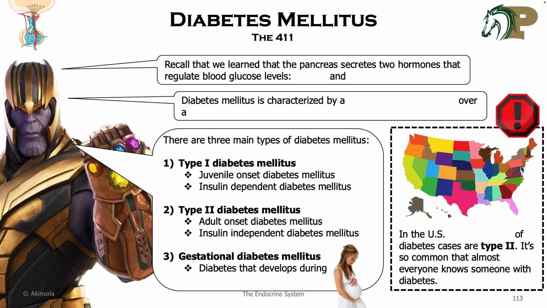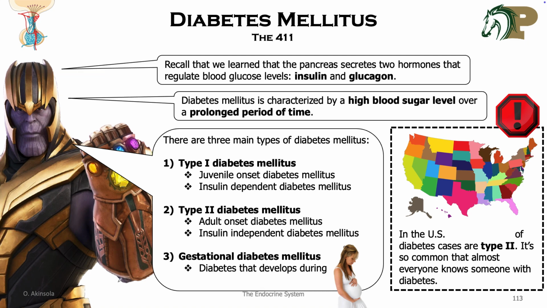Okay, more on diabetes. So we again learned that the pancreas will secrete two hormones, insulin and glucagon. Diabetes mellitus is characterized by a high blood sugar level over a prolonged period of time. Okay, so this is what we refer to as a chronic disorder because it takes years in order to develop. Now we have three types of diabetes mellitus.